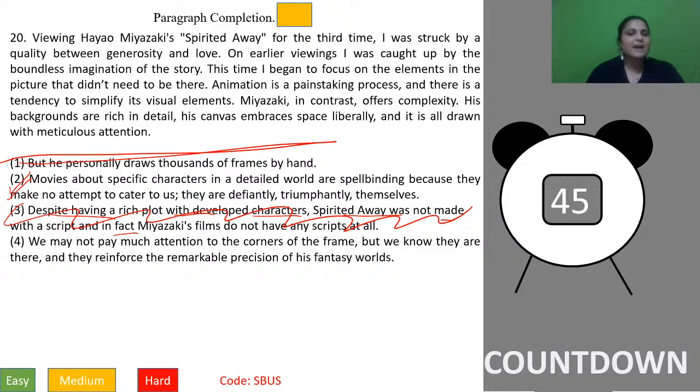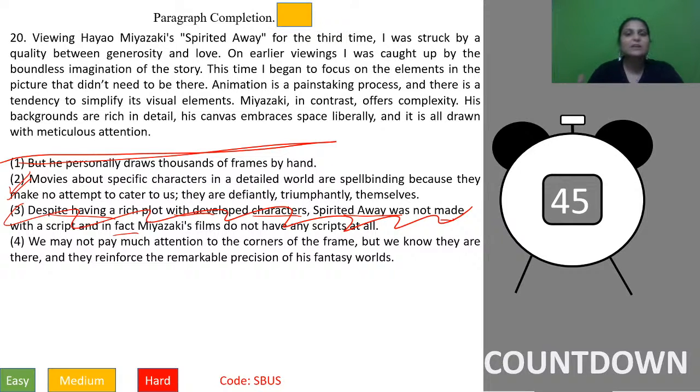Movies about specific characters in a detailed world are spellbinding because they make no attempt to cater to us. We have never talked about catering to us any time. We are just saying that movies, if they have a detailed character sketch, for example, even if you watch some series, why do you like a series? Because people eventually grow on you as you end the series.